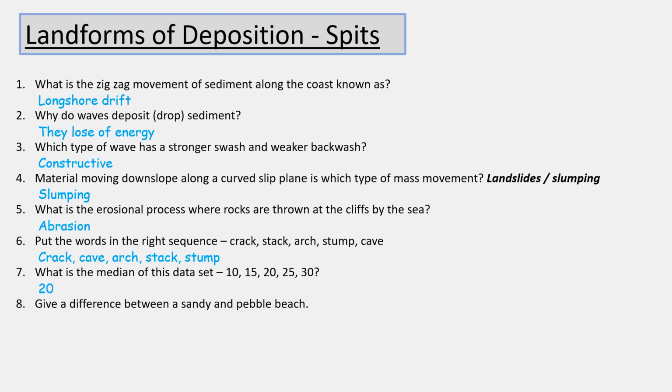Number 7 is 20. And number 8 is sandy, a flat beach which is formed by constructive waves. And number 9 would be a pebble beach, which would be steep, formed by destructive waves.